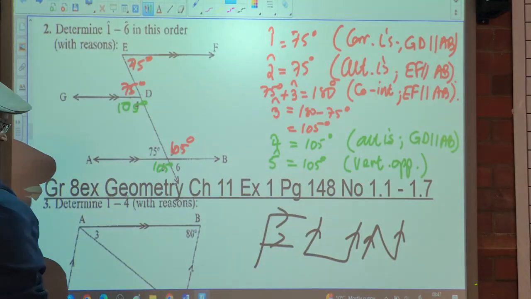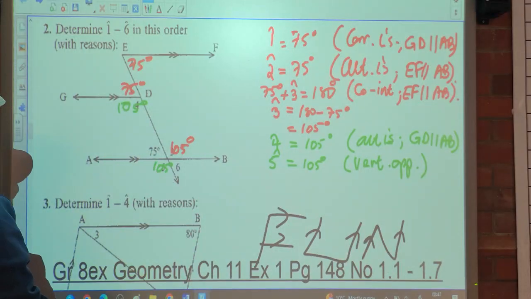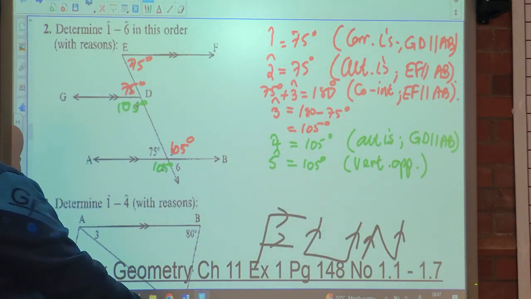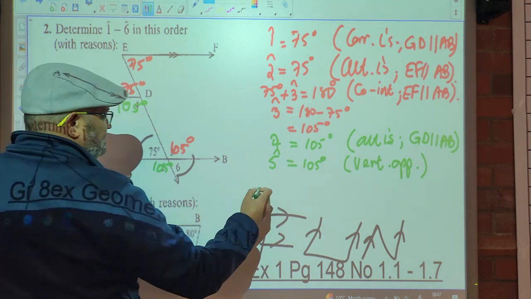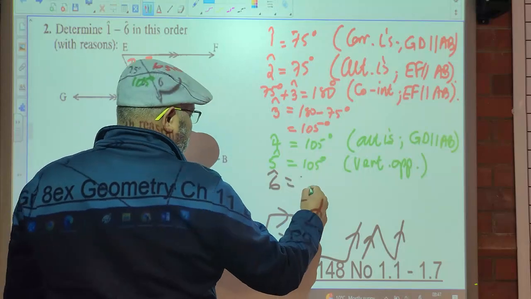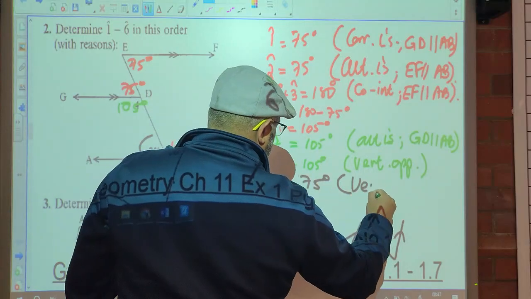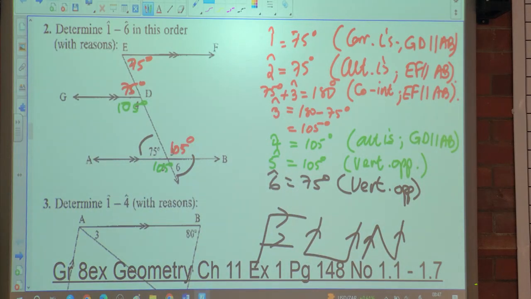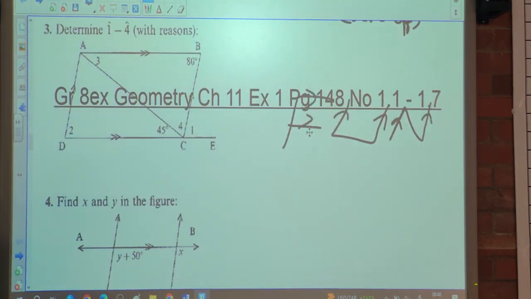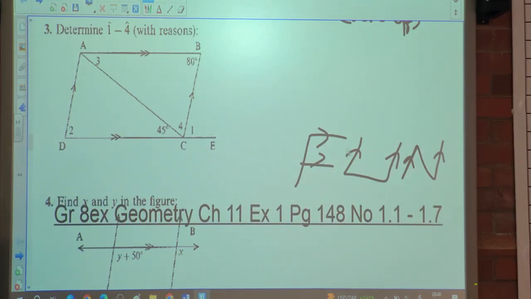Angle 6, also vertically opposite. Angle 6 is equal to 75 degrees. Okay? See, any confusion there? Any questions? Okay? See, working with this is fun, huh?